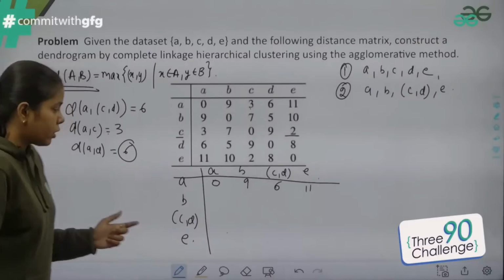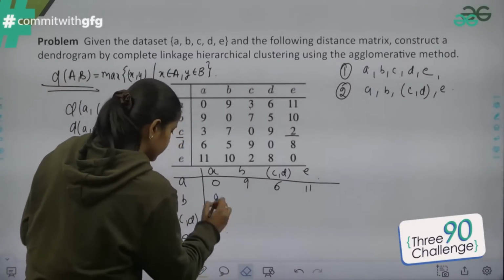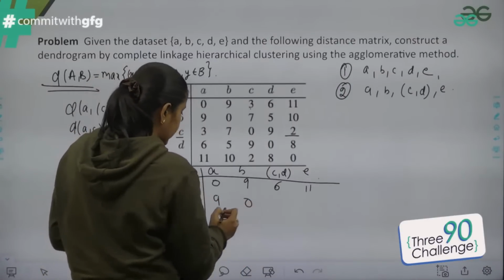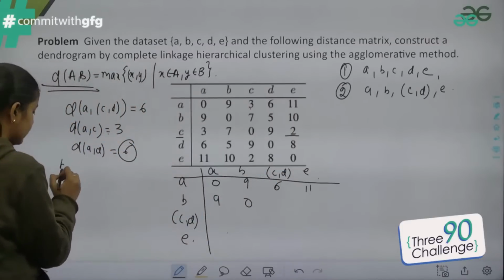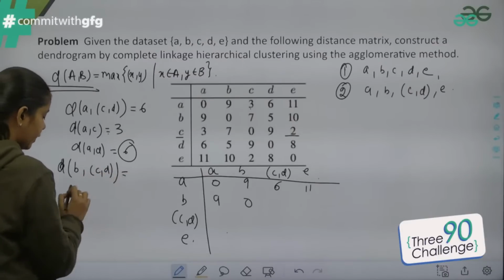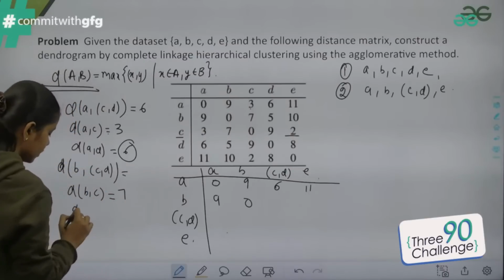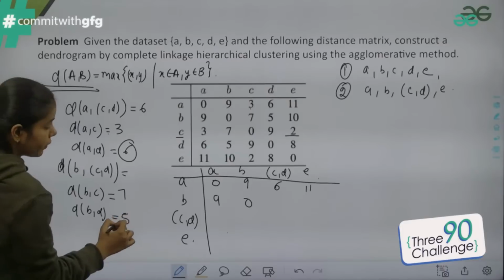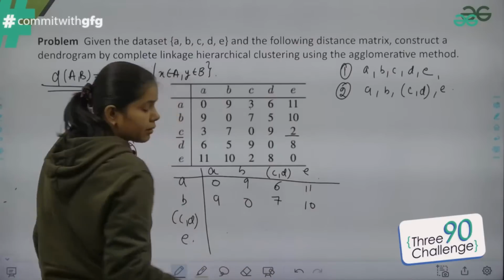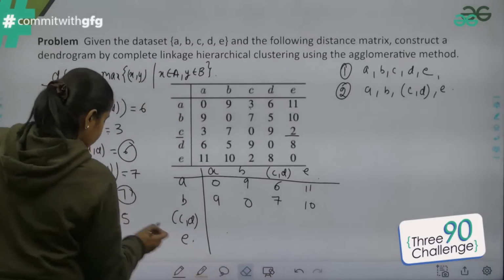Okay, now I was finding out the distance. So distance of B with A is 9, distance of B with B is 0. Now I have to find the distance of B with C, D. For that, what would I do? I'll find the distance of B comma C, which is 7. Distance of B comma D is 5, and I'll see that the maximum distance is 7, so I'll write down 7 here. Distance with B comma E is 10. Right?